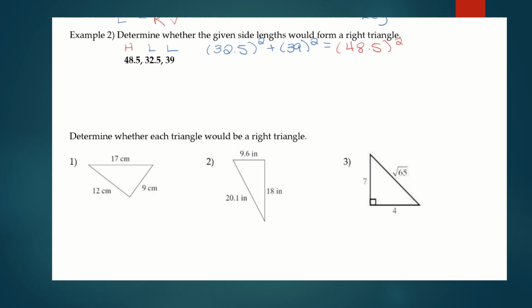And our goal is to make sure the left side that's in blue equals the right side that's in red. So 32.5 squared, again 32.5 times 32.5 gives me 1056.25, plus 39 squared, which is 39 times 39, that gives me 1521, equals 48.5 squared, and that gives me 2352.25.